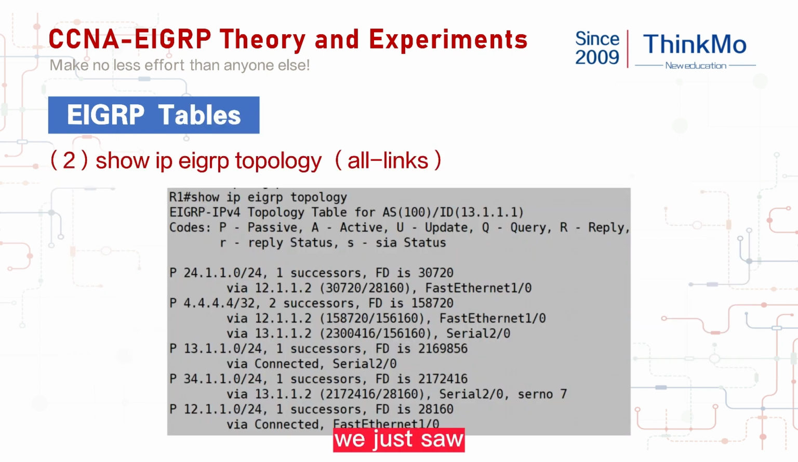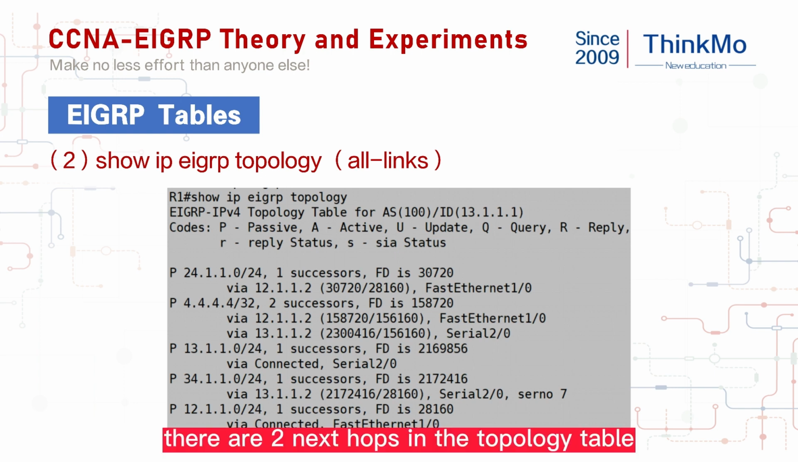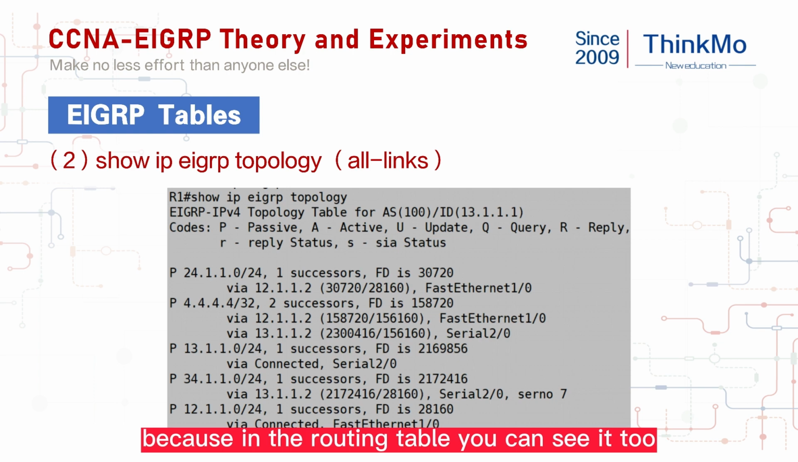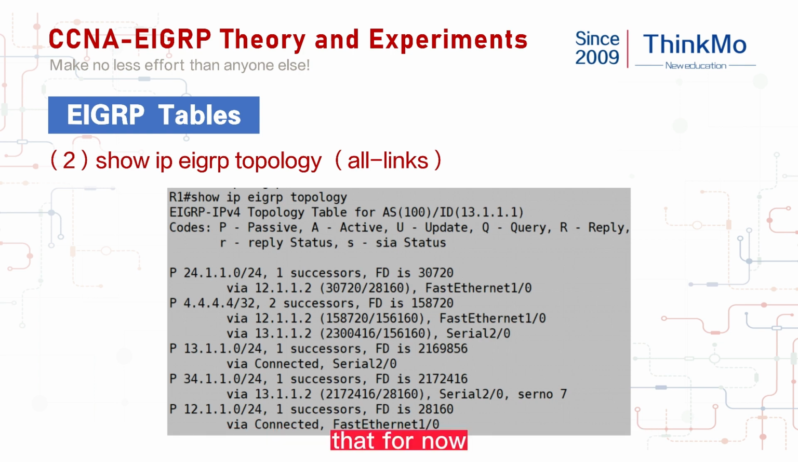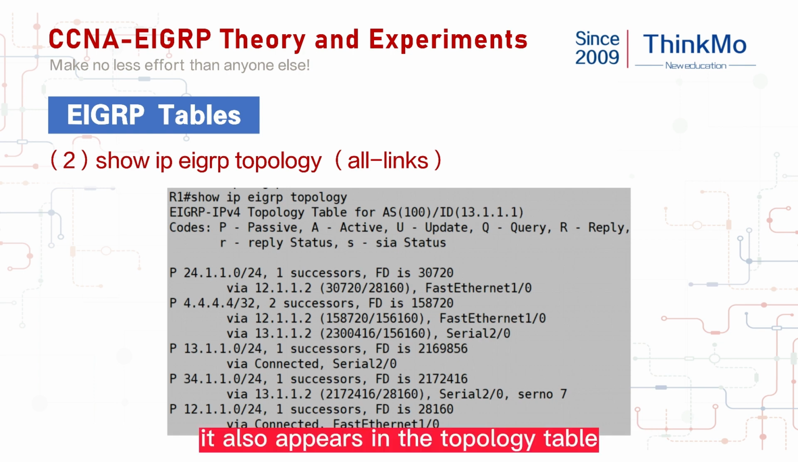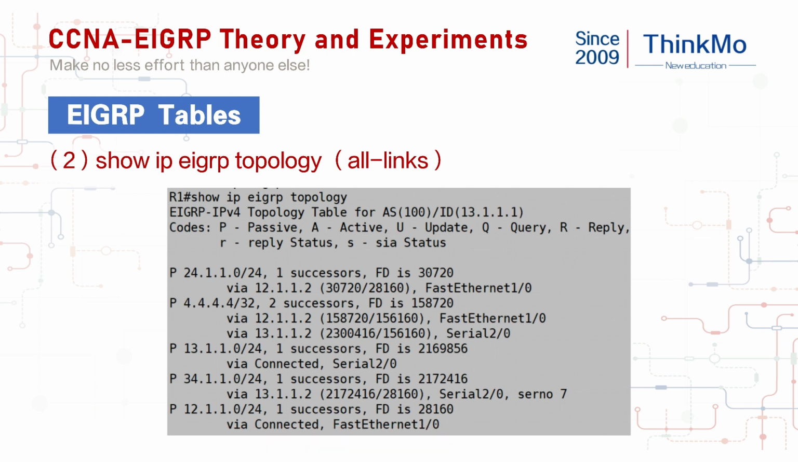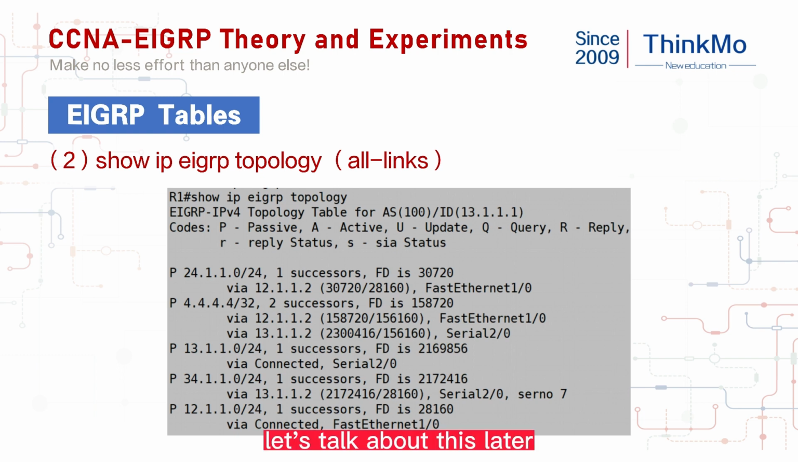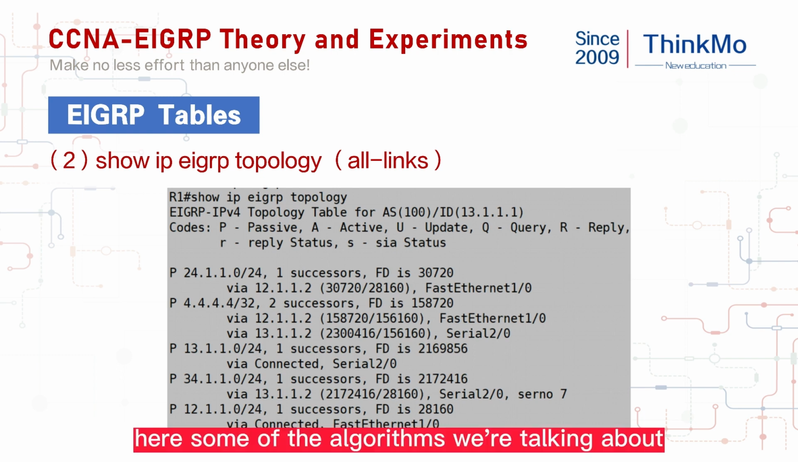We just saw there are 2 next hops in the topology table. The one above will be the main line, into the routing table, because in the routing table you can see it too. That for now also appears in the topology table. We can implement its addition to the table later. Let's talk about this later. Here are some of the algorithms we're talking about.